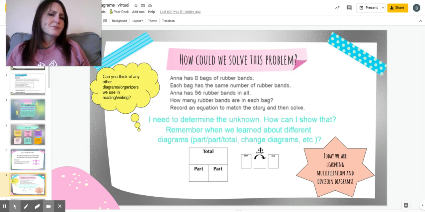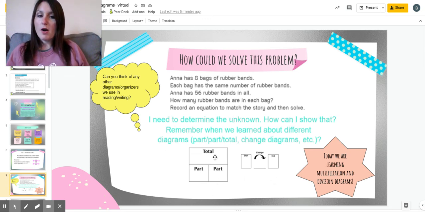So first, though, do your math message. Think about what's an unknown number. How can you show that? You can even use the part total that we used at the beginning of the year. I'm going to come back and show you how I can use this new diagram to help me organize my thinking and come up with the equation.